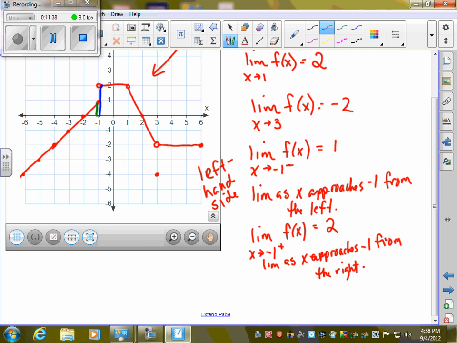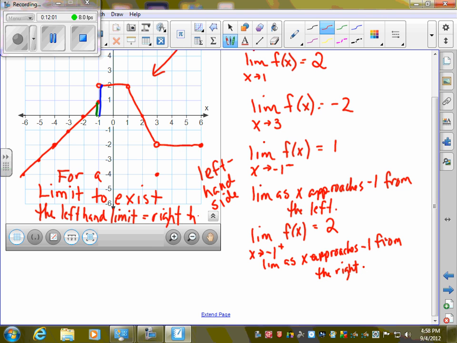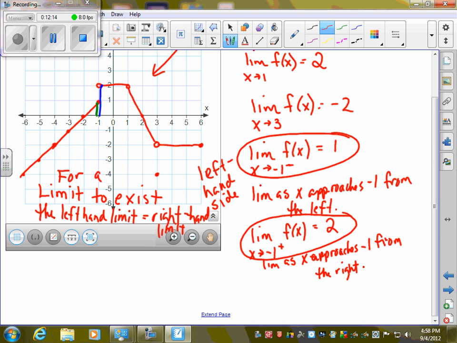Now, this is a really, really important concept. For a limit to exist, the left-hand limit has to equal the right-hand limit. So going back to this problem, since the left-hand limit was -1 and the right-hand limit was +2, then we would say the limit as x approaches -1 does not exist because it's different from the left-hand side than from the right-hand side.